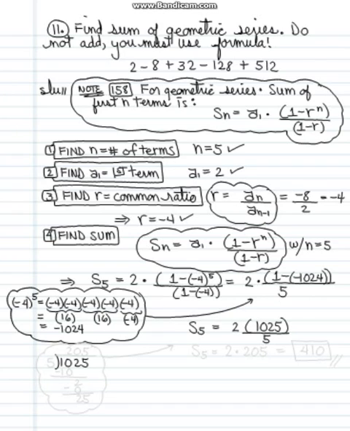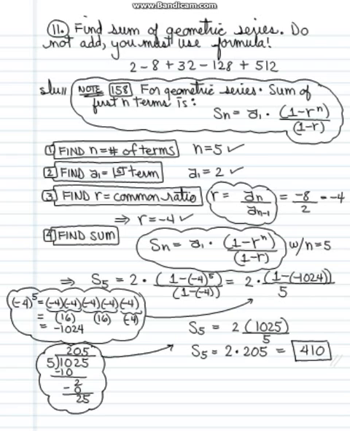Let's divide 1025 by 5. 5 goes into 10 2 times, subtract 10. 0 times, 5 goes into 25 5 times. So s sub 5 equals 2 times 205. It's equal to 410.